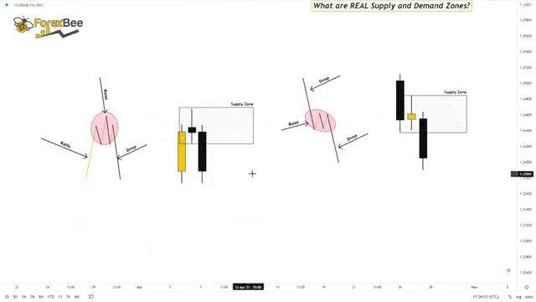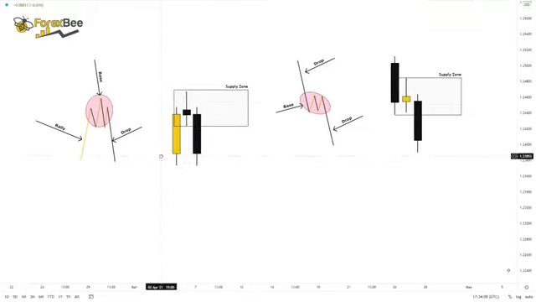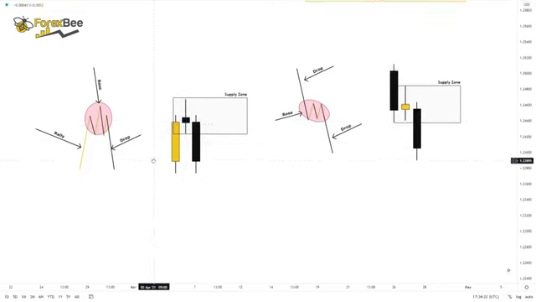There are also some technical requirements for any zone. The body to wick ratio of the big candles should be more than 70%, and the body to wick ratio of the base candle should be less than 50%. This supply zone, which you can see in this pattern here, is rally, where the price goes up, then base, in which the price moves sideways, and drop. So this is basically a rally base drop supply zone.